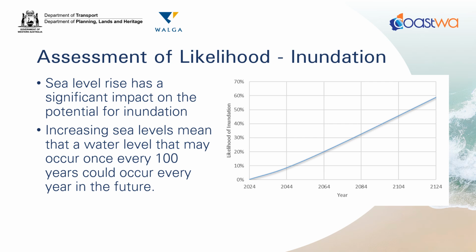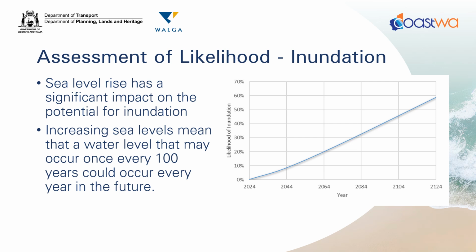So what we can do is develop plots like the one shown on the right, and this is an example of a plot for an elevation. Let's say we've got an elevation of 4 meters AHD. This is an example of how the cumulative likelihood of inundation may change over time with sea level rise.